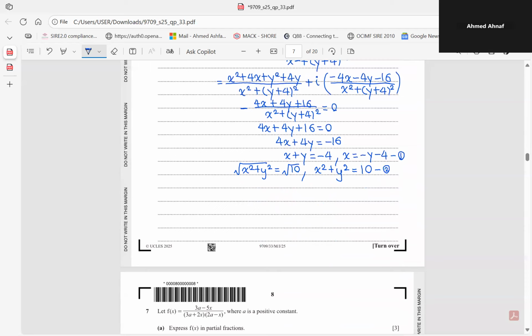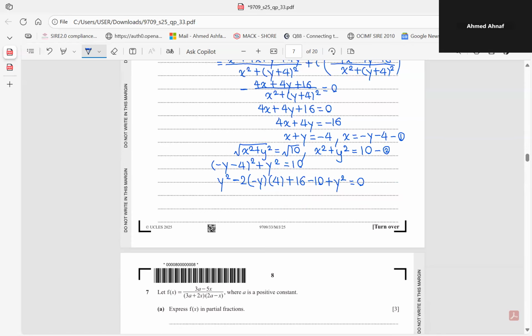We'll substitute our 1 into 2. So x squared is minus y minus 4 squared plus y squared equals to 10. And then minus y is a, so a squared is y squared, minus 2 times a, which is minus y, times b, which is 4, plus 4 squared, which is 16. And then, let's move the 10 over to this side. So minus 10 plus y squared equals to 0.